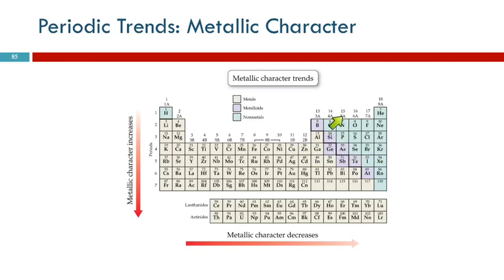Let's pick maybe group 5A here. Up here, I've got nonmetals, semi-metals, and a metal. As I go down, they're actually going from nonmetals to metals. Metallic character increases. That one should be the easiest.